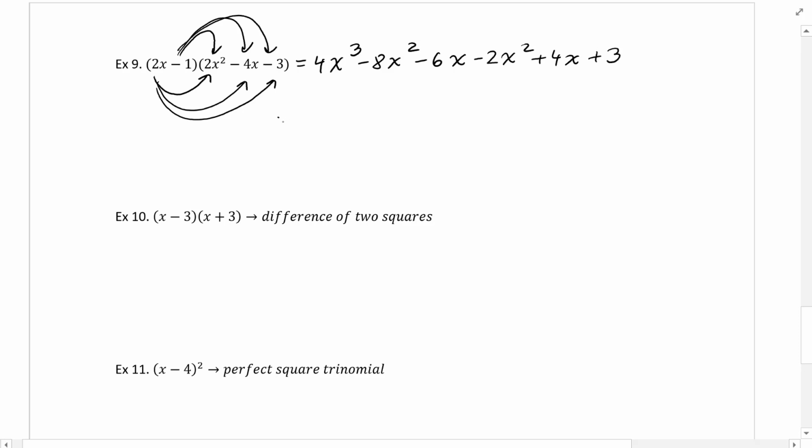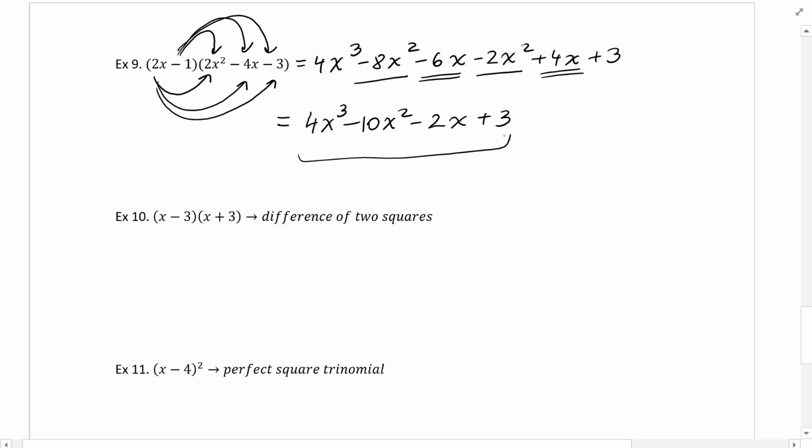So we still have some like terms to add. 4x to the third is not alike with anything else. But negative 8x squared minus 2x squared is negative 10x squared. Negative 6x plus 4x, that's negative 2x. And then plus 3.